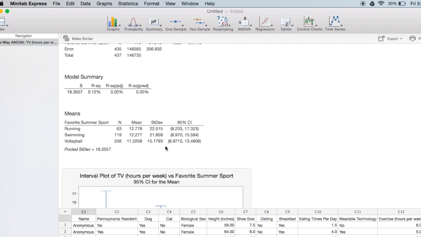the 3 groups. The smallest standard deviation is 15.1793. The largest is 22.515. So the largest standard deviation is not more than twice of the smallest standard deviation. So this assumption has been met.